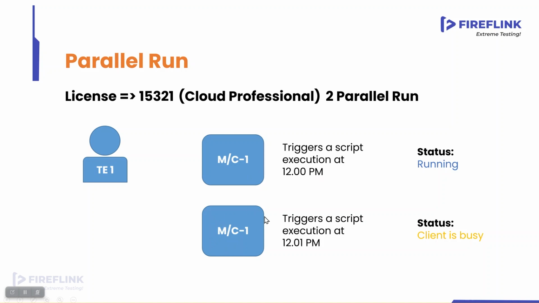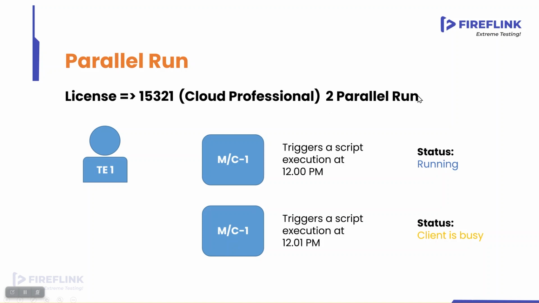Now if it is a second machine, say for example test engineer 1 is using a different machine, this test engineer 2's machine, and triggering one more execution, then he will be getting running status. Why? Because these are two different machines. So in a single machine we cannot create two different instances, even though you have two parallel runs.